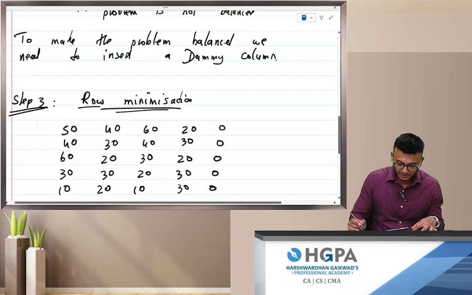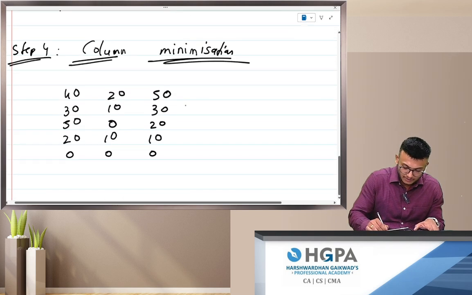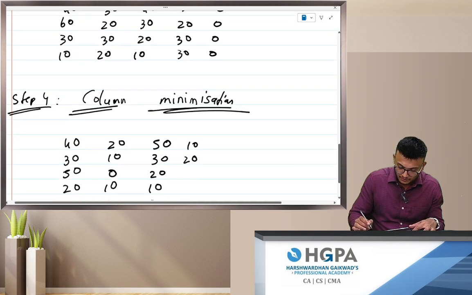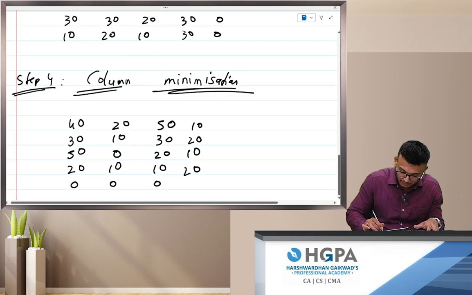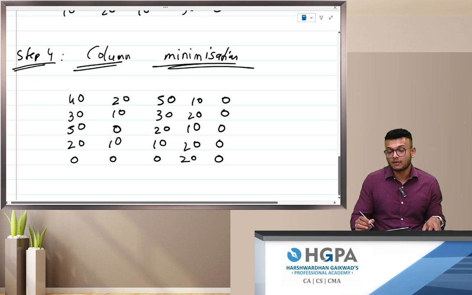Very simple. Next, 20, 30. So the next number is 20, the lowest number. This will become 10. This will become 20. This will become 10, 20, 20. This will remain as it is. This will remain as it is. Okay, this is the column minimized matrix.